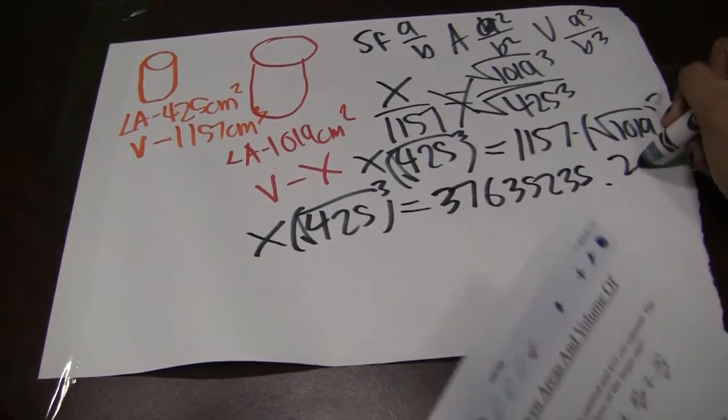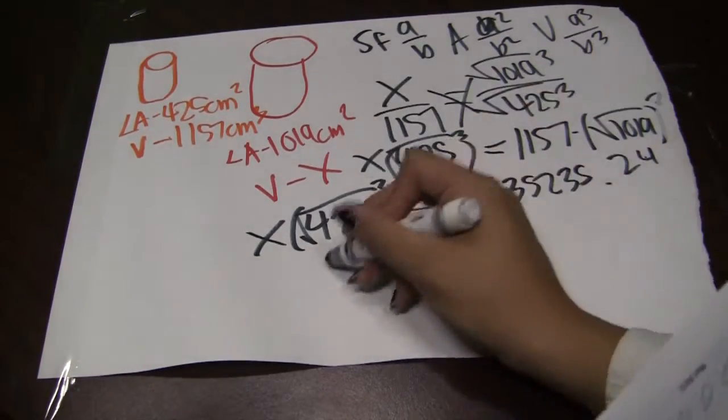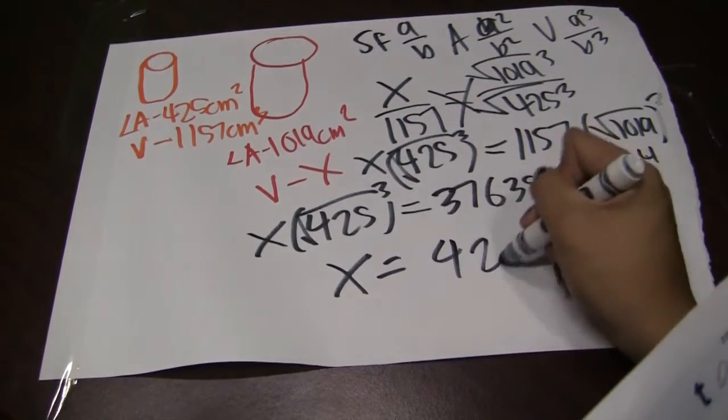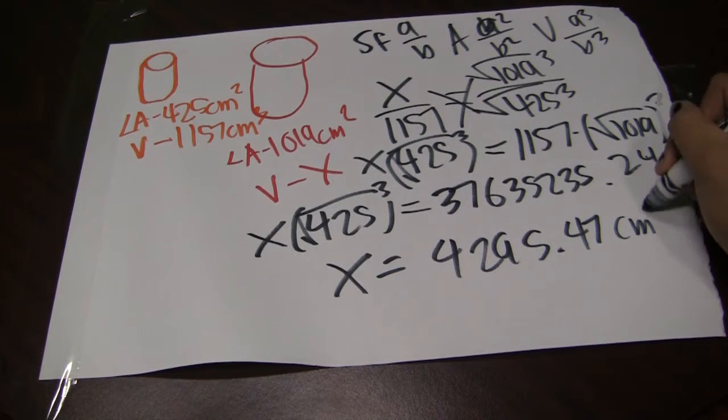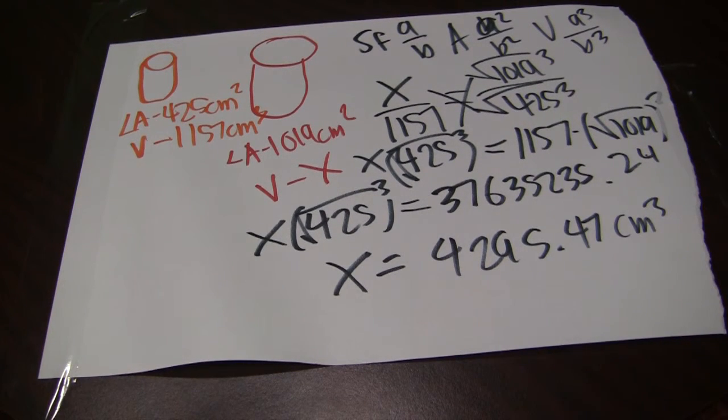And you're going to divide both sides by this. So your answer is going to be 4,295.47 centimeters to the third power. And there you go. You finished your third problem.